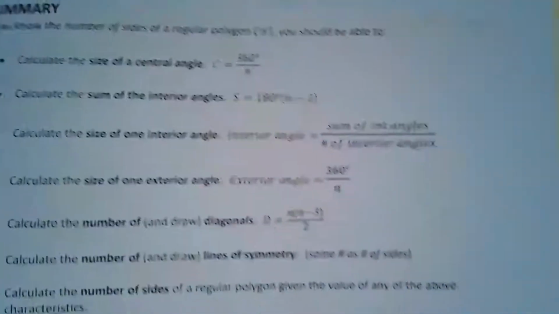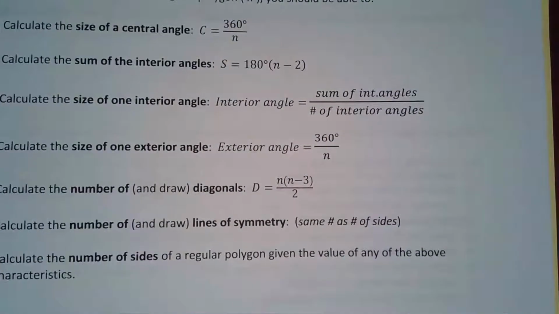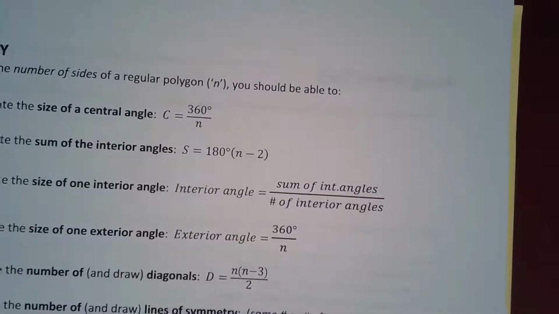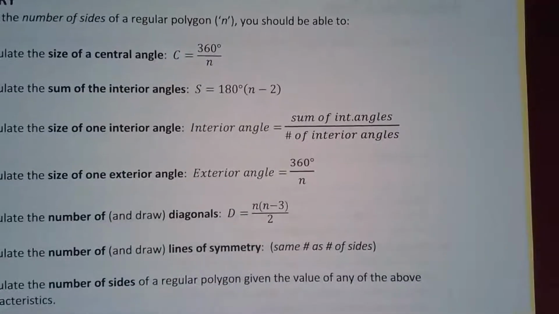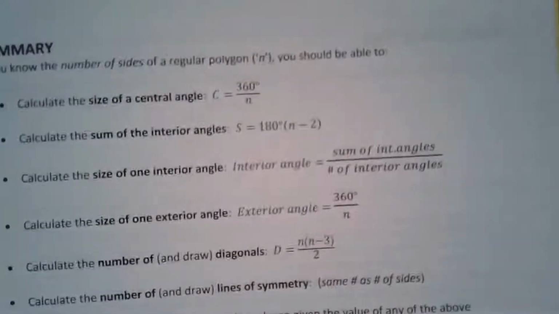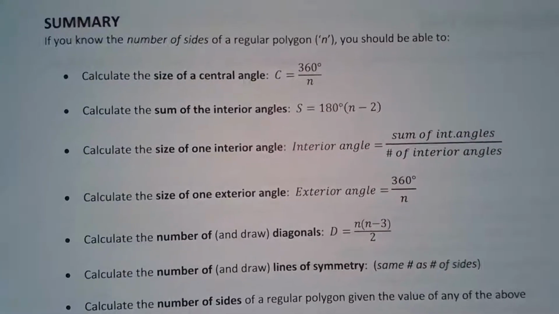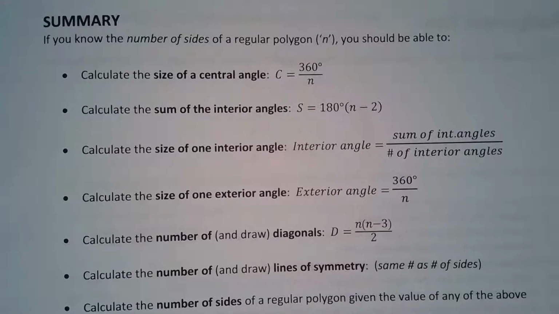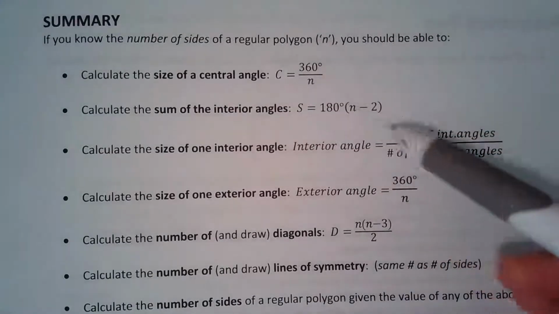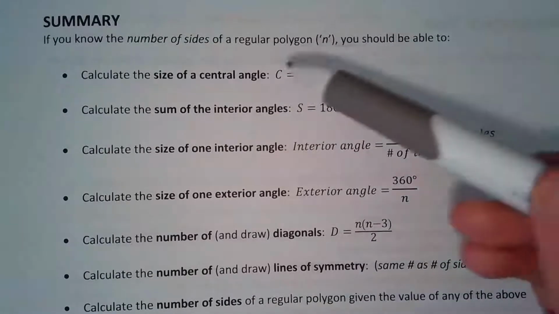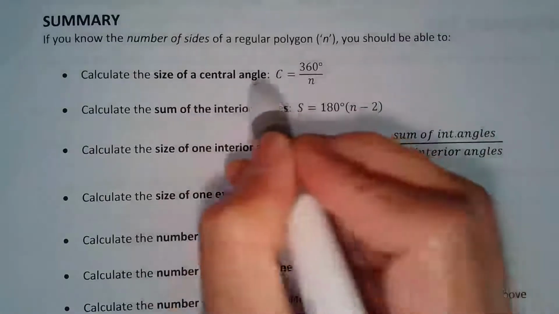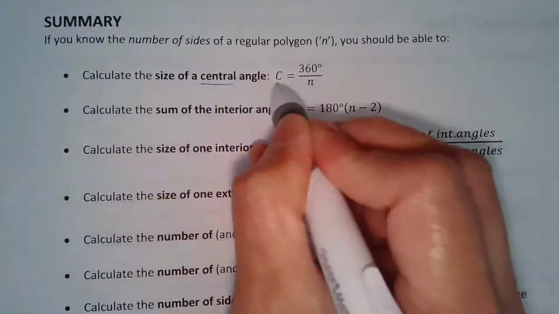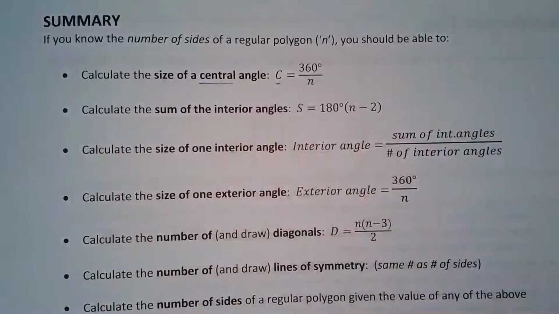I think we finished everything. We just have to look at the summary. This is on page 13. Okay, let's see here. What's the summary? Again, this is a summary of all of the formulas. So we talk about central angle, C. Okay, central angle.